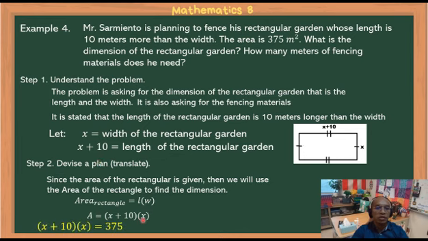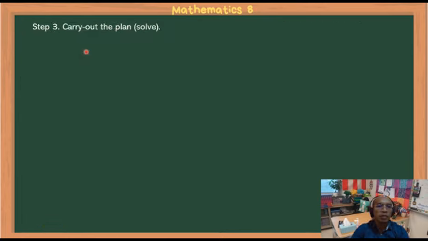By virtue of the symmetric property of equality, we can interchange the places of the expression at the left and the expression at the right. So it can be written as x plus 10 times x, that is equal to the given area, which is 375 meters squared. Since we have now the equation, we are ready to solve it. So the equation is x plus 10 times x is equal to 375.